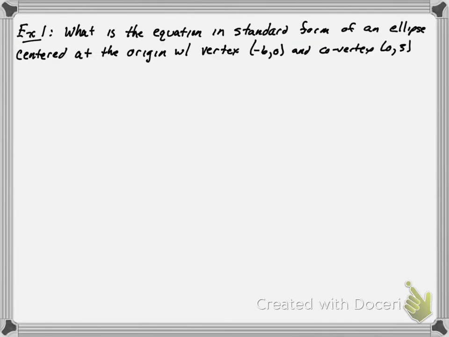Now, what's the equation in standard form of the ellipse centered at the origin with vertex negative 6, 0 and co-vertex 3, 0? See how the bigger number is under the x-coordinate. And I know it's a negative, but you're looking at the absolute value of it. So A is going to be 6, B is going to be 3. So A squared then is 36, B squared is 9.